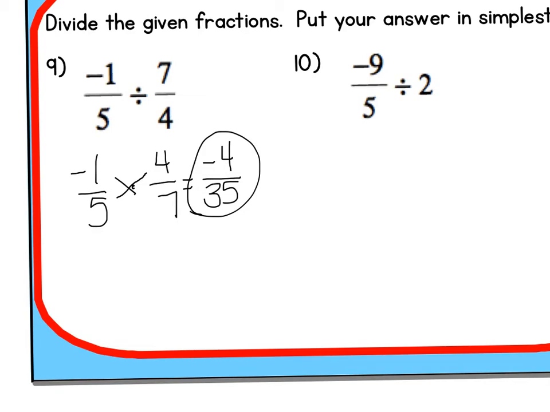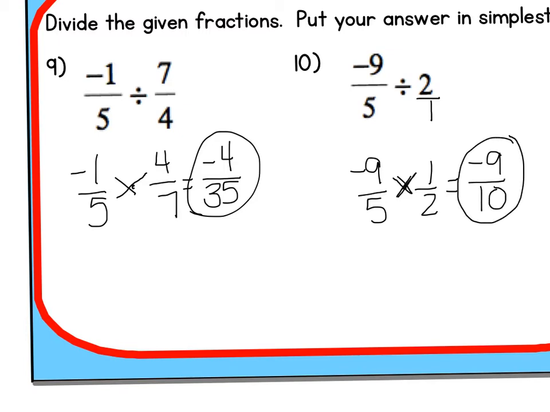Now with number 10, what I need to remember is that since the 2 is not a fraction, I'm going to make it a fraction before I flip and multiply. So now that I have made 2 into a fraction, 2 over 1, I'm going to flip it and change it to multiplication, and I'm going to bring down the rest of my problem. So now I look at my diagonal. I can't reduce here, and I can't reduce here. So top times top gives me negative 9. Bottom times bottom gives me positive 10.